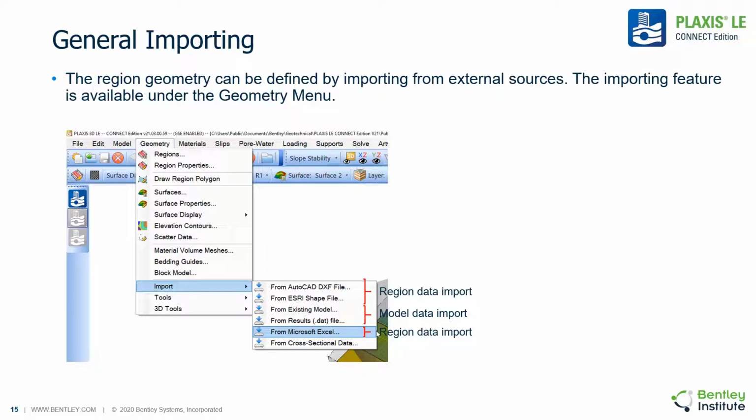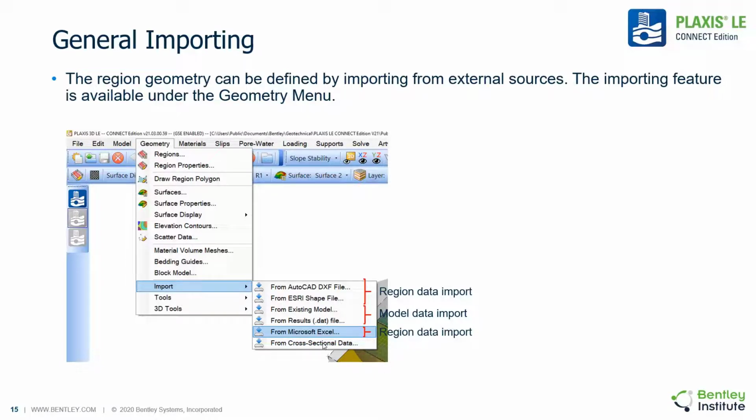entity. So we can have the import of region data from DXF, shapefile, Microsoft Excel, and let's say you have a PLAXIS LE model in another type of module. For example, you have a model setting consolidation and you'd like to make the same evaluation for this model in the slope stability. You can then import from existing models or results files as well.